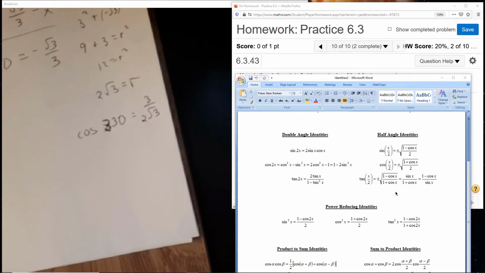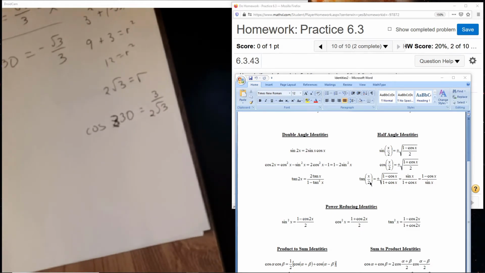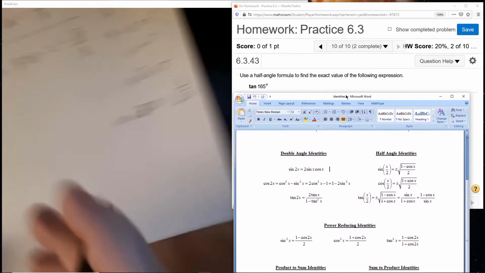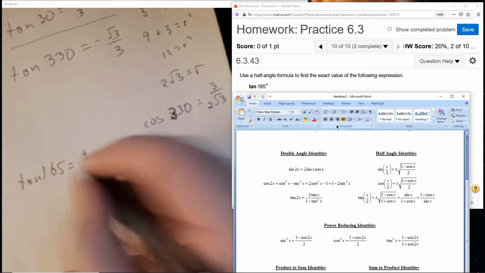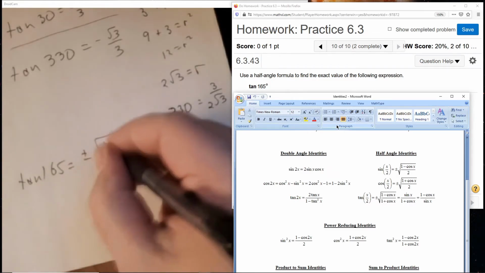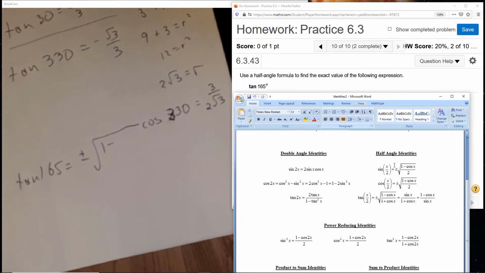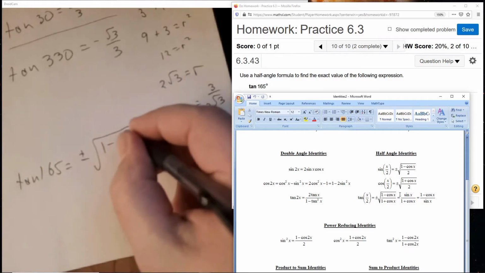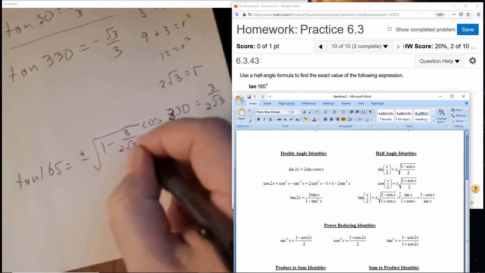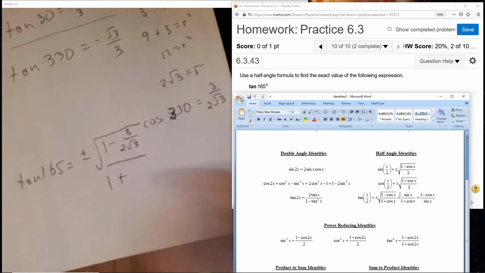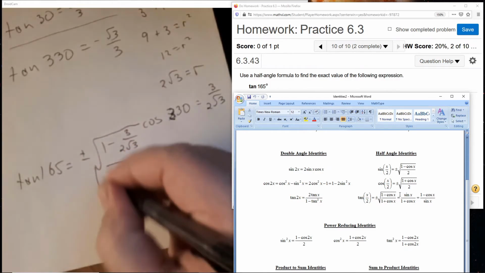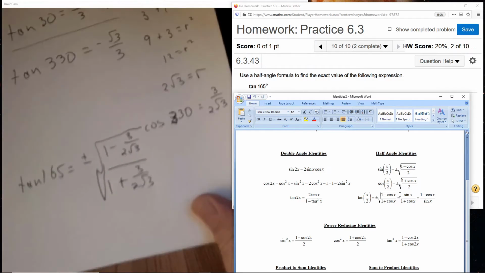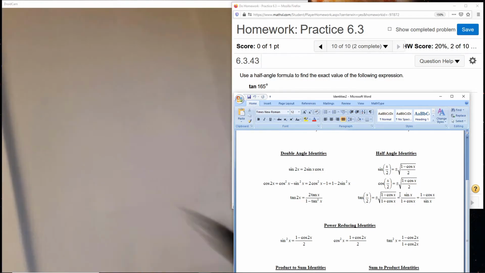So looking at the half angle for tangent. So tangent of 165 is equal to plus or minus the square root of 1 minus cosine. Remember, this is cosine x now. That's cosine 330. And cosine 330 is what we just figured out. That's over 1 plus cosine 330. All of this is under the square root there. And we're going to need to clean that up.